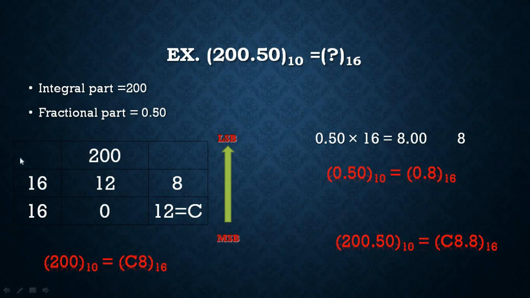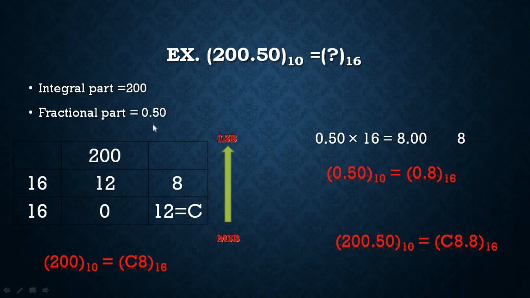Again we create a table. The table consists of three columns: one for the divisor, second for the quotient, and third for the remainder. When we divide 200 by 16, we get the quotient 12 and the remainder 8. Again, this quotient is divided by 16, so we get the quotient 0 and the remainder 12. This 12 is equivalent to the hexadecimal digit C. We note down the result from bottom to top. So the result is 200 to the base 10 is equal to C8 to the base 16. This is the result for the integral part.